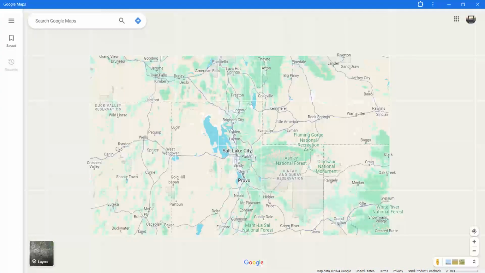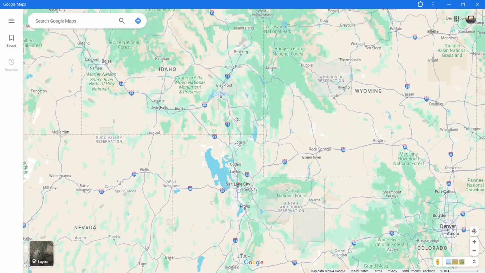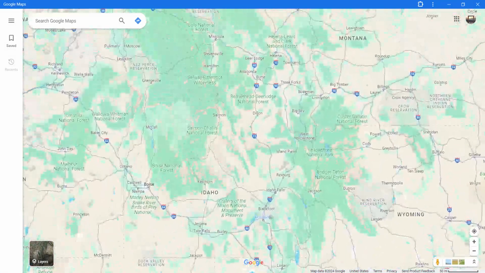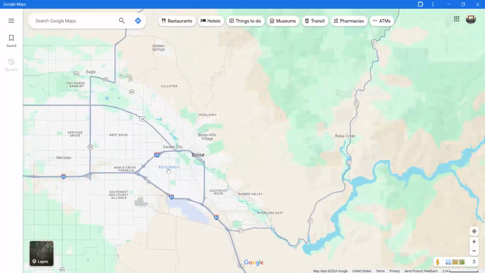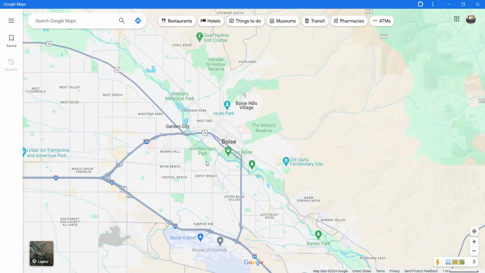North of Utah, the state of Idaho, and its capital is Boise. Boise, Idaho.